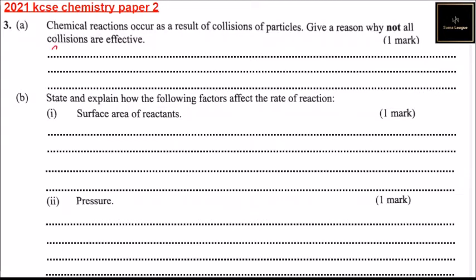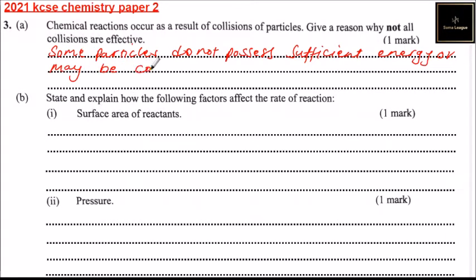geometry. So you can say some particles do not possess sufficient energy or may be colliding in the wrong geometry. So that's how you answer that, and you get 1 mark.